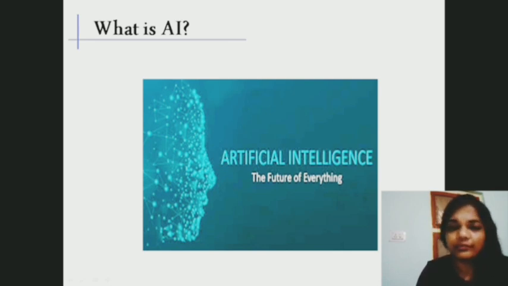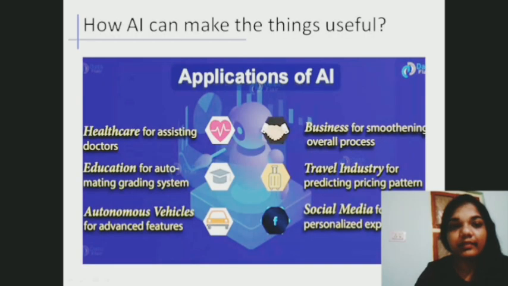Fine, I hope you have got an overview idea of what AI is and how it is used in different domains. I have tried to make you understand with the help of some common examples around you. Now let's see in detail what AI is. As I've shown here, AI is the future of everything. Some of the most common applications are healthcare for assisting doctors, education for automatic grading systems, autonomous vehicles for advanced features like the self-driving car I told you about, business for smoothing all over processes, the travel industry for predicting pricing patterns, and social media for serving personalized experiences. These are some of the big domains where AI is used.